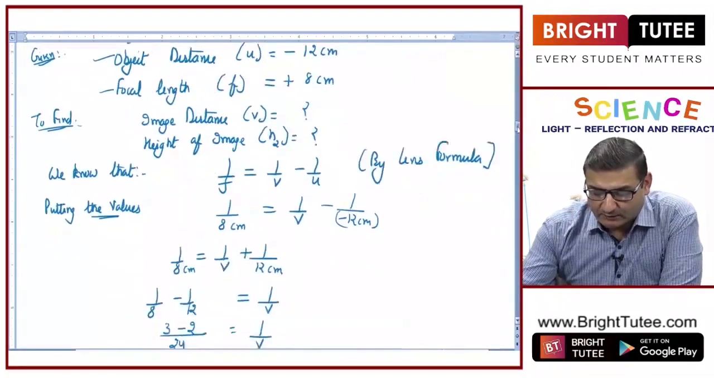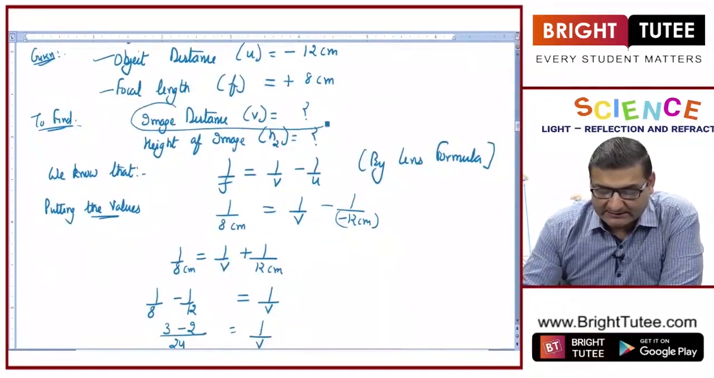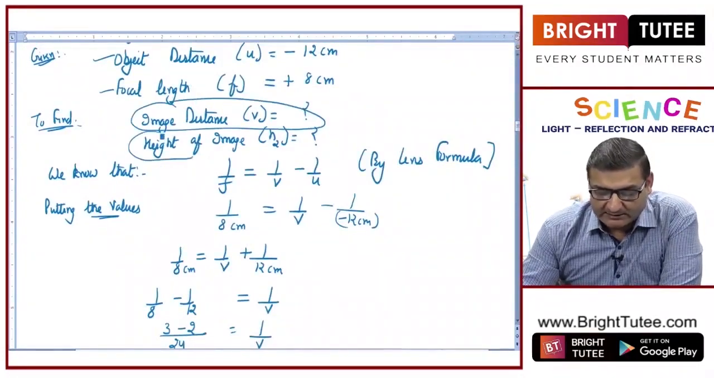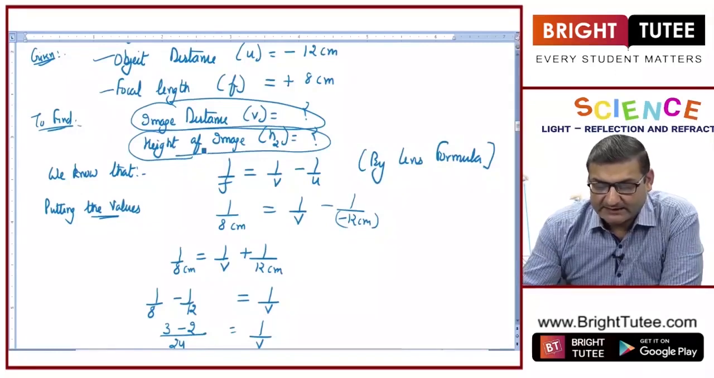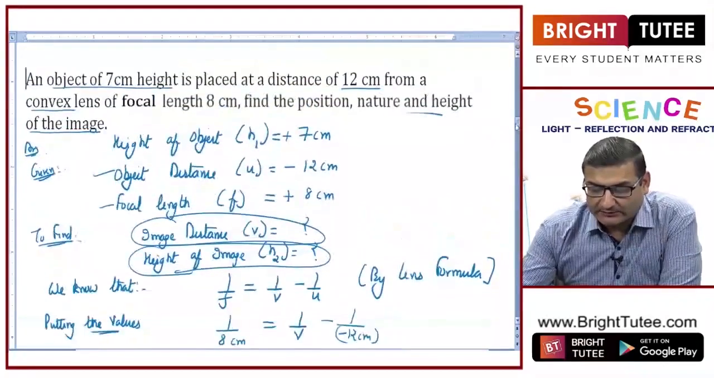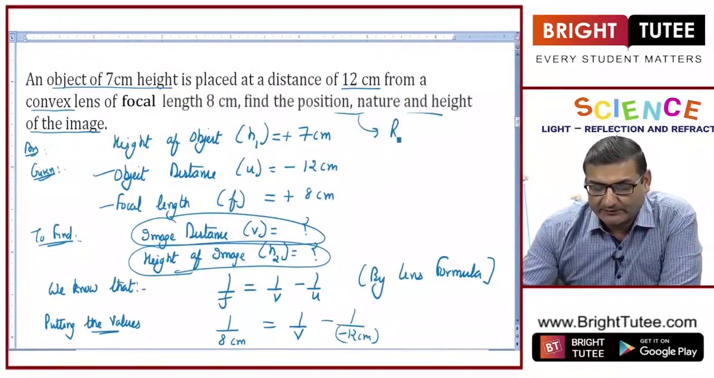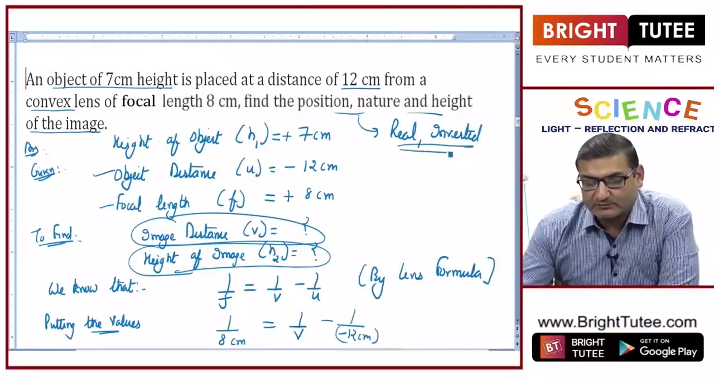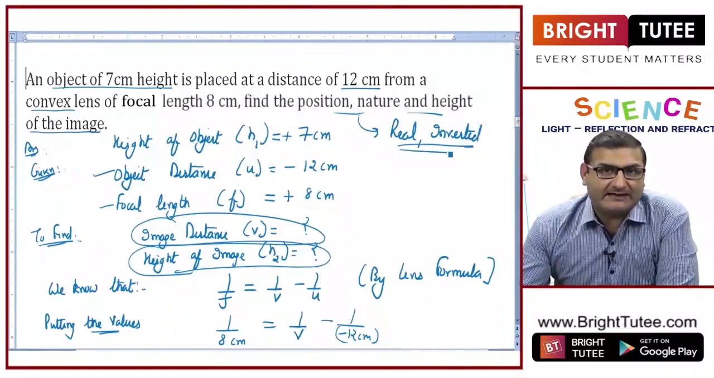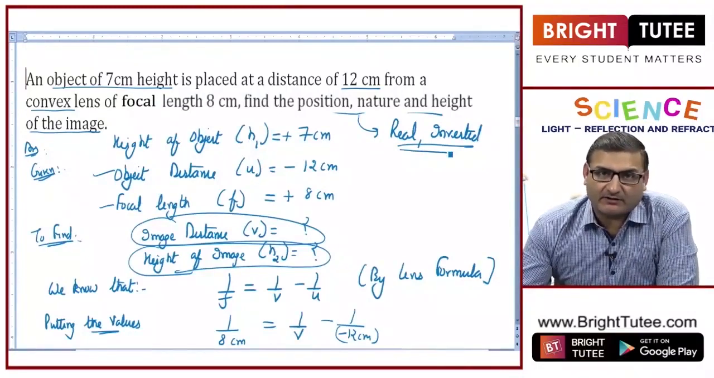I was asked to find the image distance, that I have found out. I have been asked to find the height of the image, and I was asked to tell the nature of the image. So the nature of the image comes out to be that it is a real image and it is an inverted image. This is what I have interpreted with the signs of the answers that I have got.